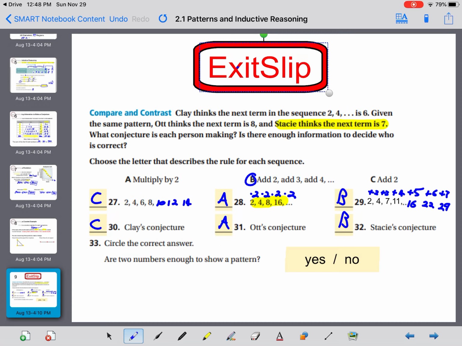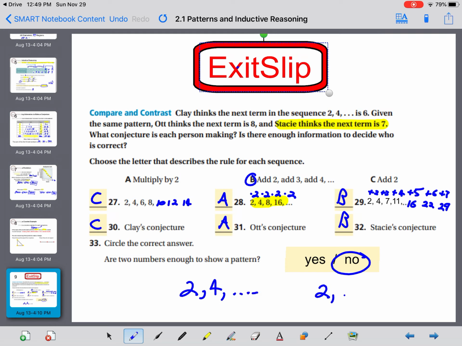So are two numbers enough to show a pattern? The answer is absolutely not, because all three of these predictions could technically be correct. We're just unsure of which one it is. If we were given a third number, we would be able to determine which one right off the bat. But by only giving us 2 and 4, we have no idea.